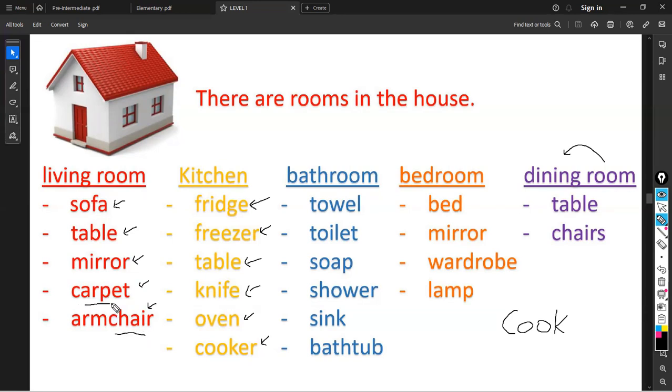carpet تعني سجادة. And in the bathroom we have towel. أكيد towel تعني منشفة. Toilet. And we have soap. We have shower. We have sink. And we have bathtub. Bathtub guys هو وعاء الاستحمام، أكيد تعني البانيو. Okay, in the bedroom we have bed, mirror, wardrobe. طبعا wardrobe هي الخزانة. Lamp. In the dining room we have table and chair.